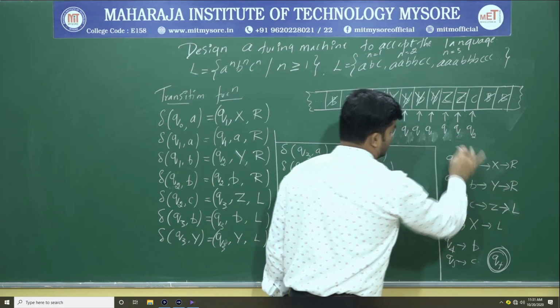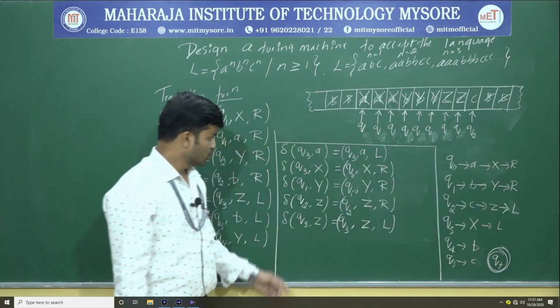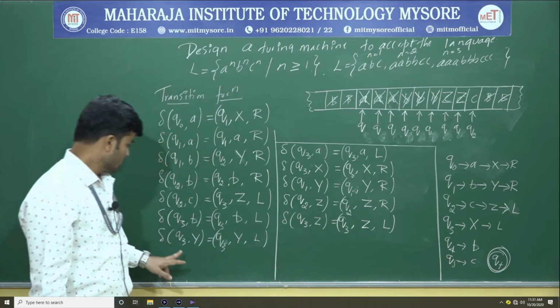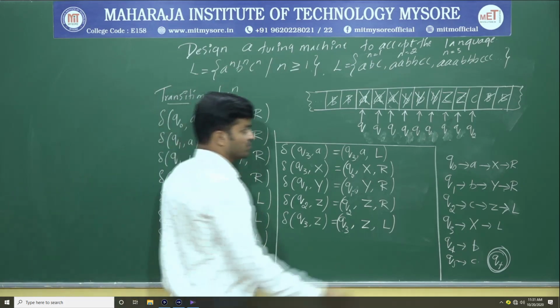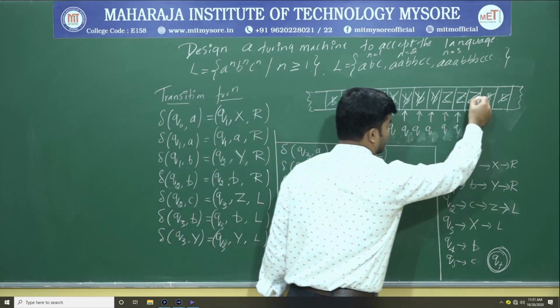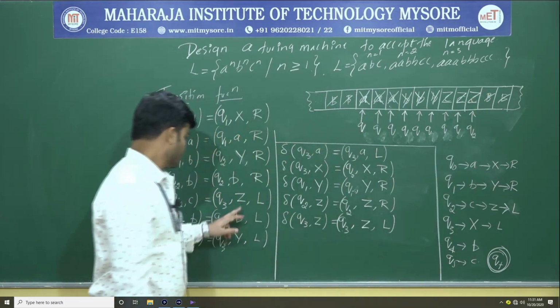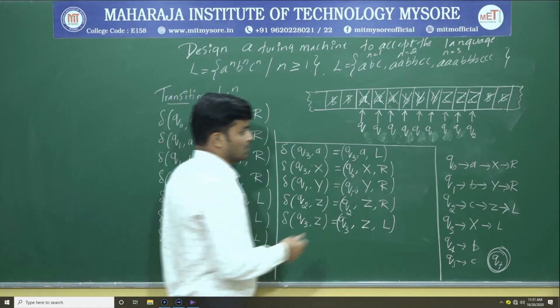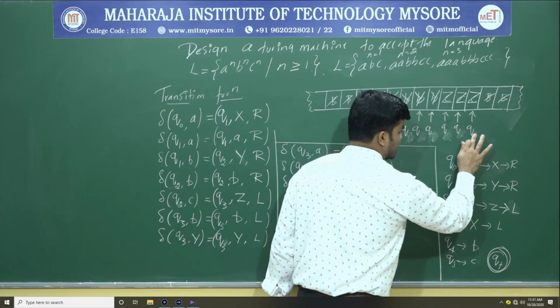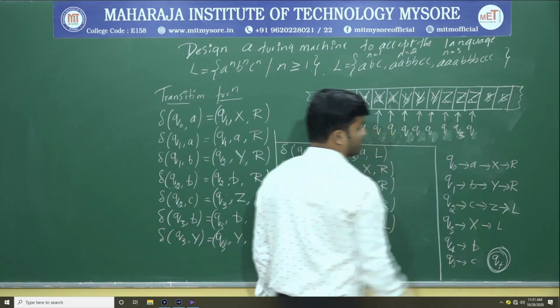Same state, Q2. Now Q2 upon C is already written, it will replace C with Z. So this last C will be replaced with Z, and it will move at left hand side by changing state from Q2 to Q3.